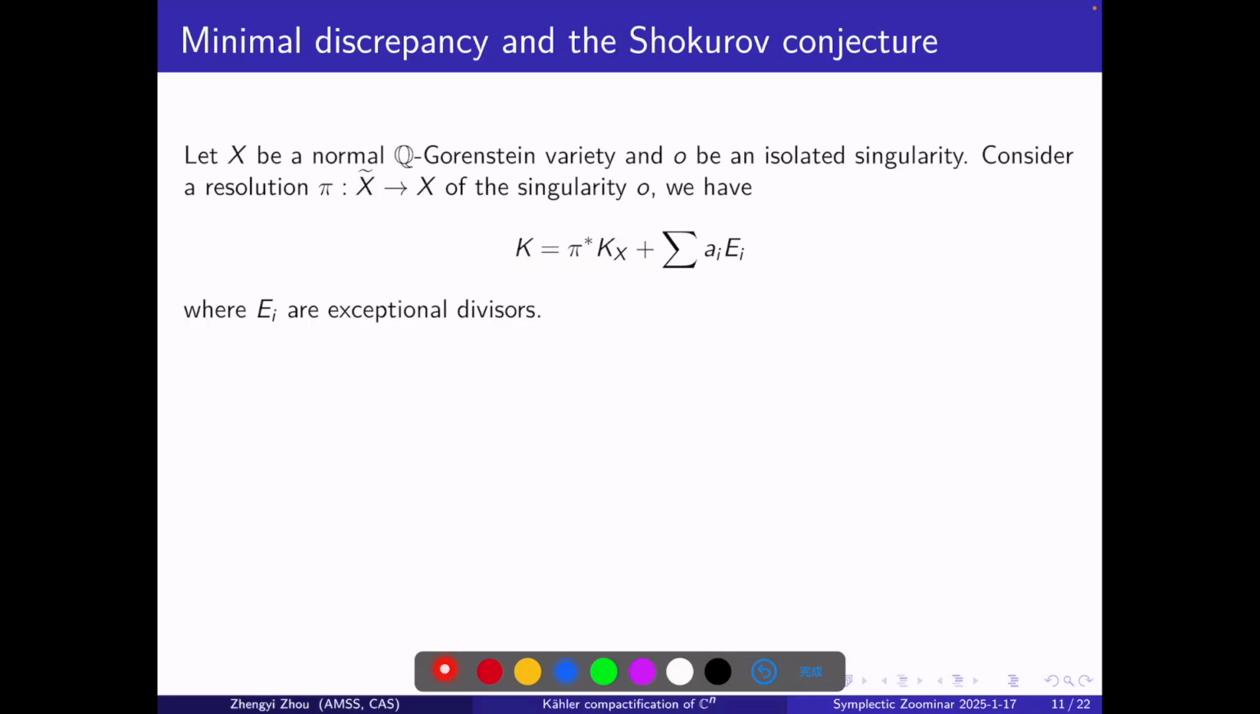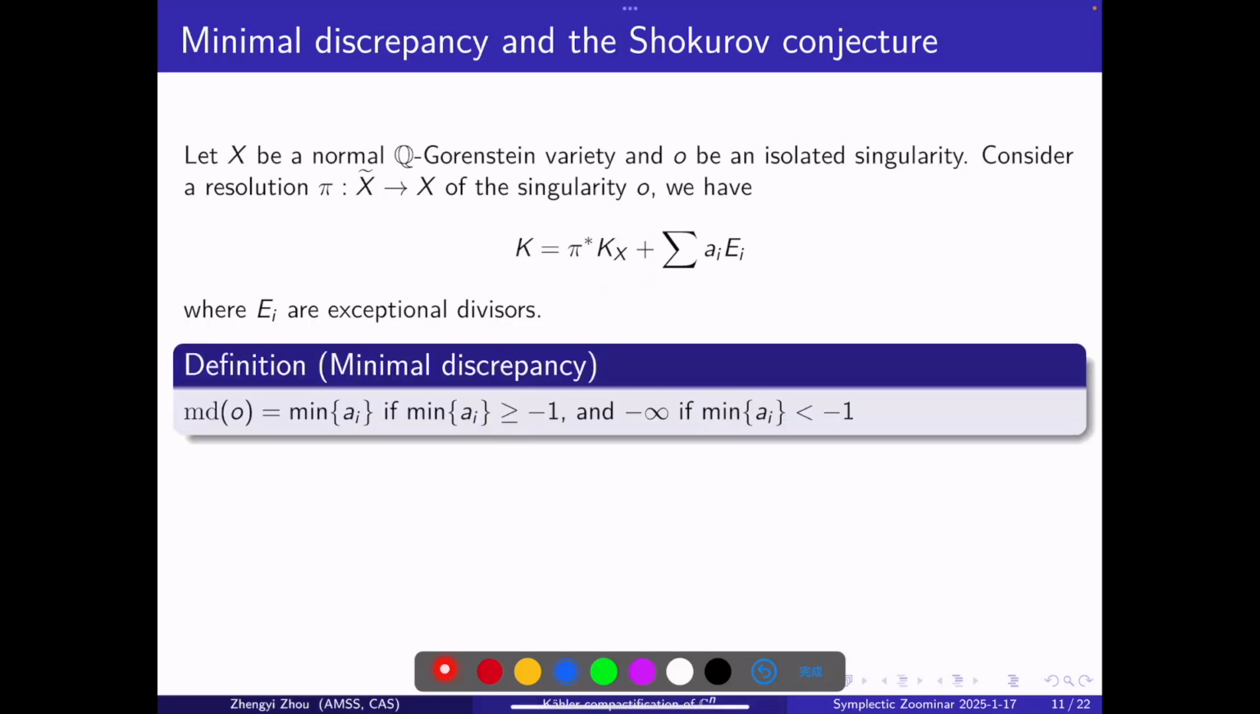And then we can compare the canonical divisor. Sorry, here should be X tilde. So I can compare the canonical divisor of the resolution with the pullback, and that will come with some discrepancy. And the discrepancy is purely supported in the exceptional divisor. So we can write out this relation about divisors. And the minimum discrepancy of the singularity is defined to be the minimum of a_i, if the minimum of a_i is bigger or equal to -1. And it's defined to be minus infinity if some a_i, the minimum a_i, is smaller than -1.